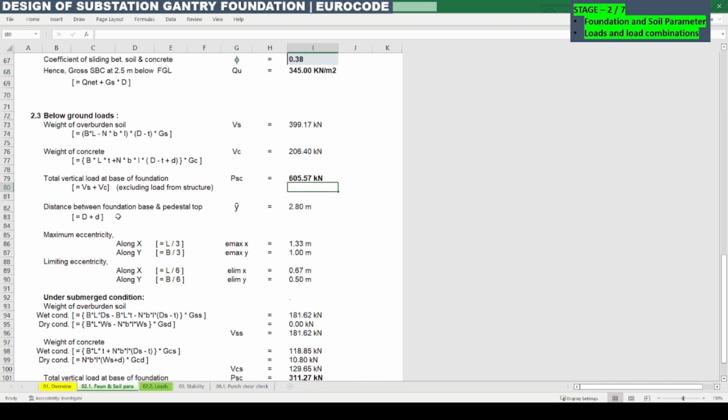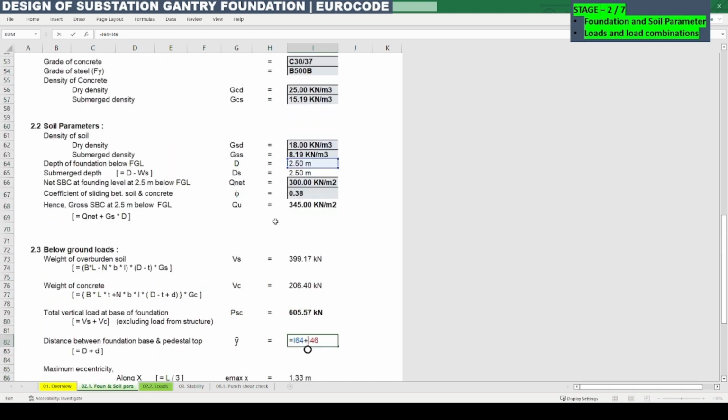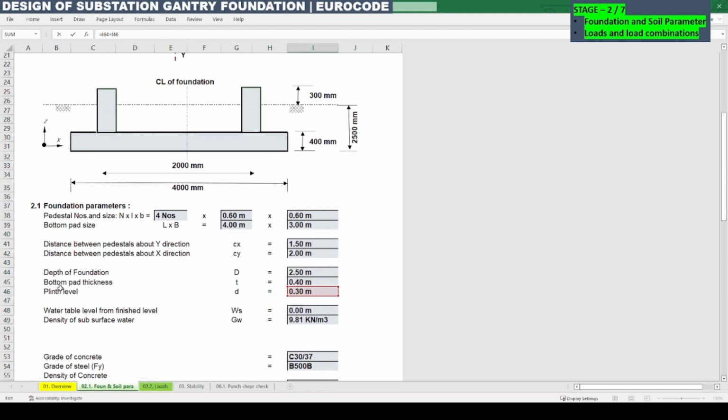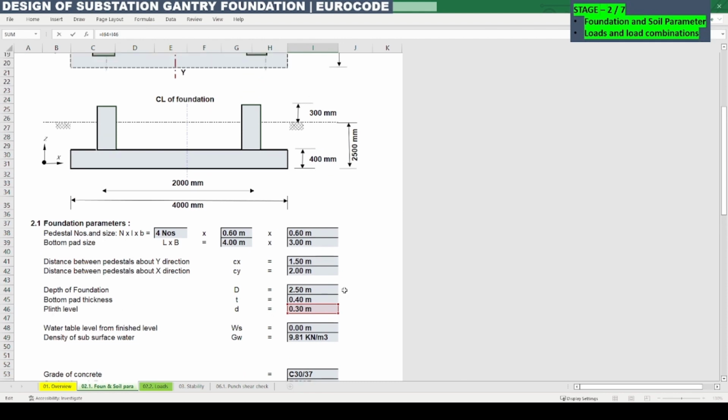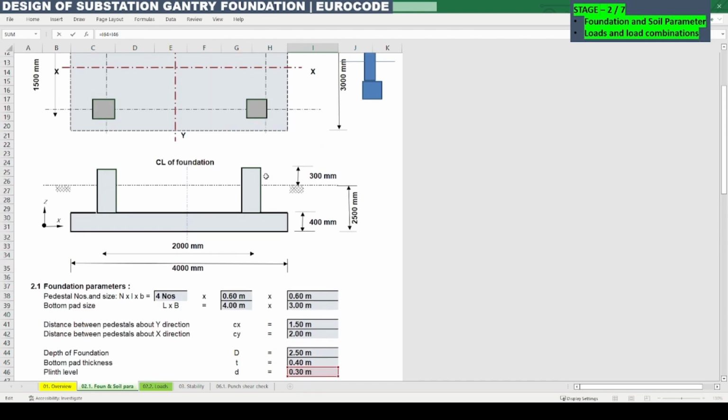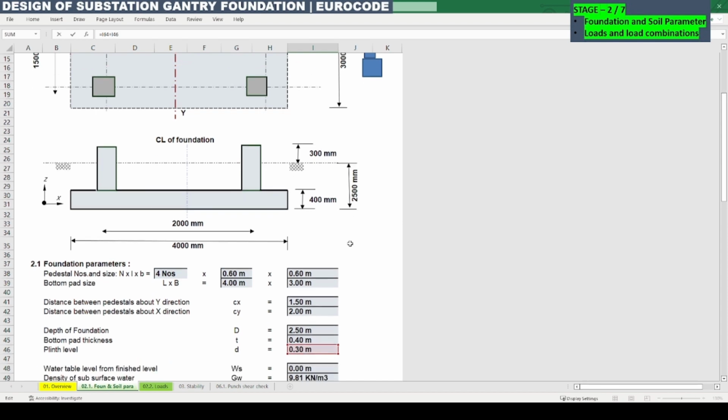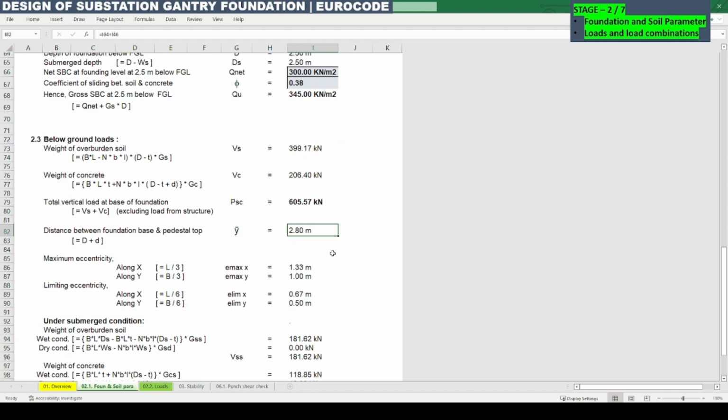and the distance between foundation base and the pedestal top. This is to calculate the moment which is transferred to the depth of the foundation from the top of the pedestal. So adding the depth of the foundation and the pedestal above ground, that is plinth level, 0.3 plus 2.5 is 2.8 meter.